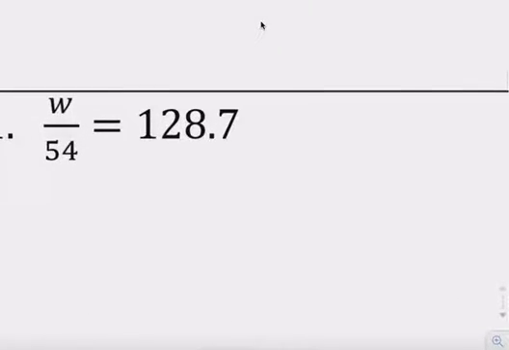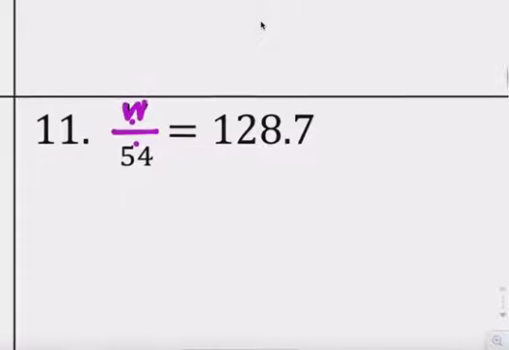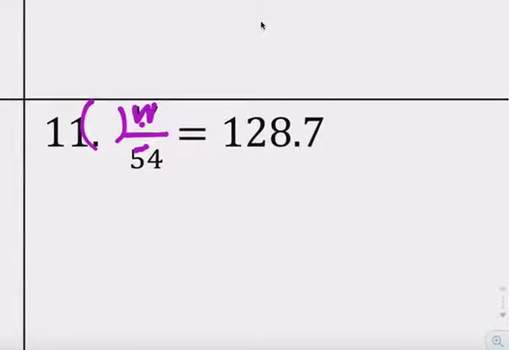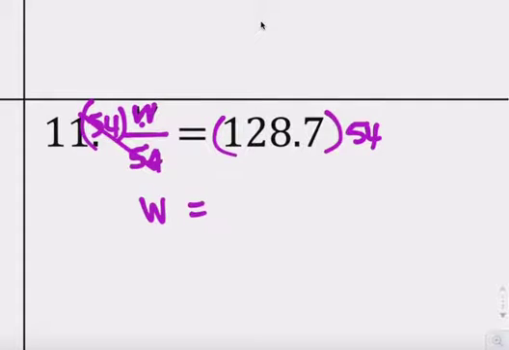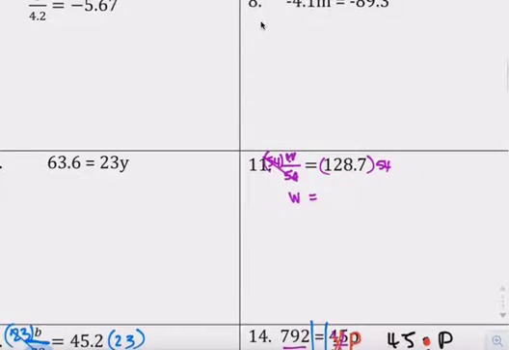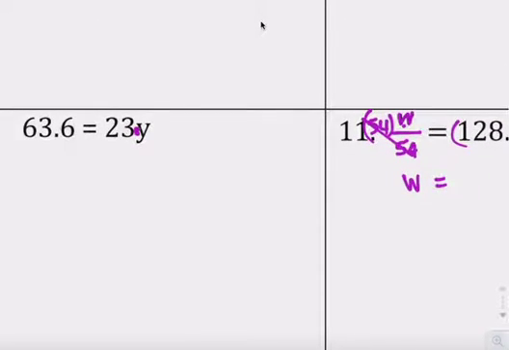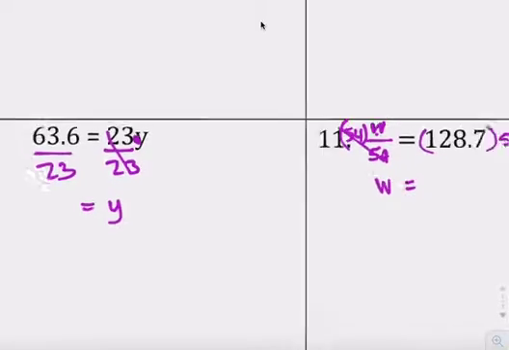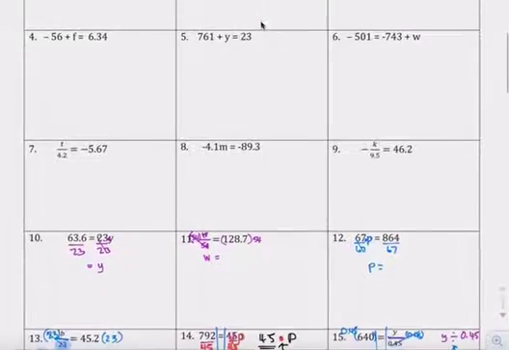Here, find the variable. The variable in this case is W. The opposite of divide is multiply by 54 here. So you multiply this by 54, cross that out. W equals, use your calculator. Same thing here. This is times, the opposite of times is divide by 23. Use your calculator. You get Y equals. I need to see the steps. All these are the same here.